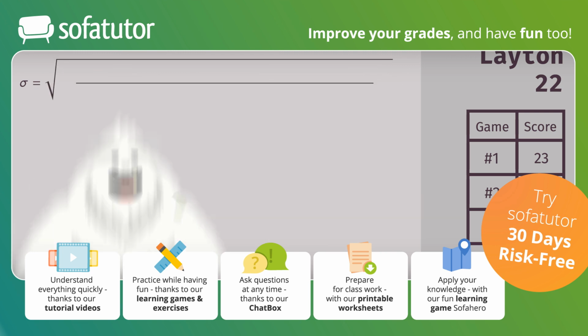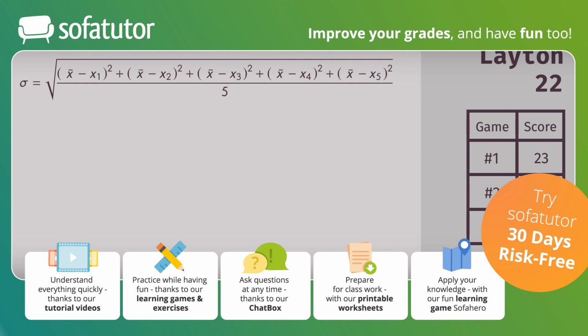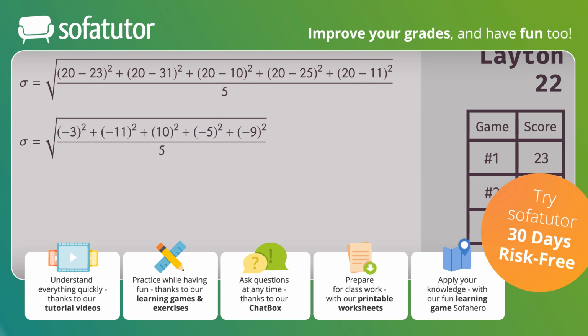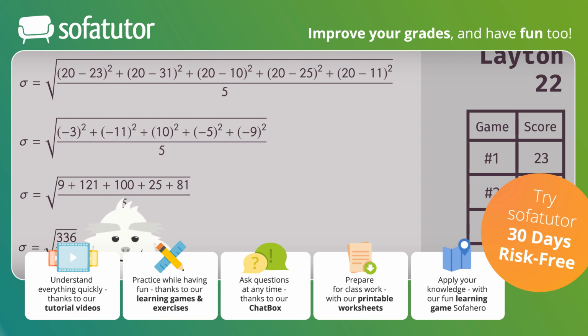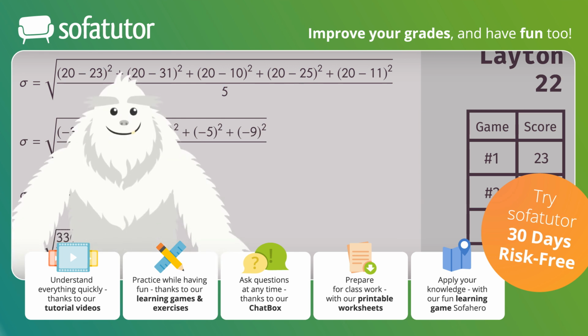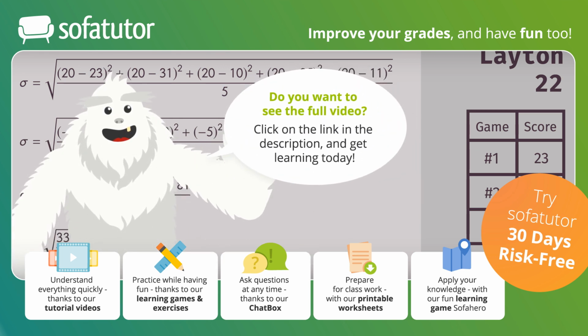We just plug n equals 5 into the standard deviation formula, as well as the mean, 20, and the per game scoring for x sub 1 to x sub 5. Apply some PEMDAS again, and finally take the square root of 336 over 5, giving us approximately 8.198.